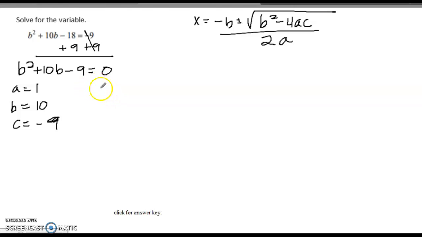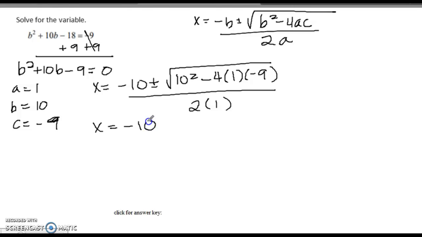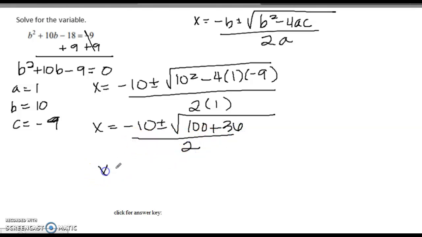So then we plug into our formula: the opposite of 10 plus or minus the square root of 10 squared minus 4 times 1 times negative 9, all over 2 times 1. So negative 10 plus or minus the square root of 100 plus 36, all over 2. Negative 10 plus or minus the square root of 136, all over 2.